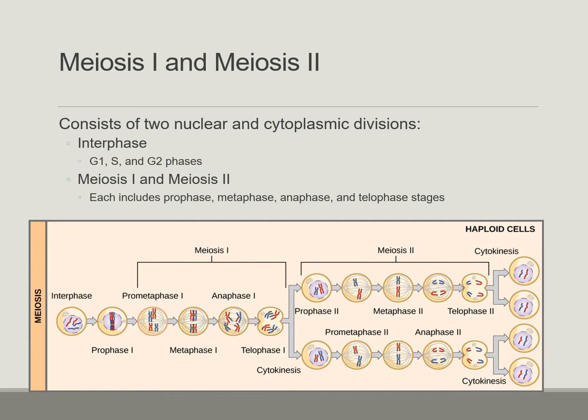Meiosis has interphase as well as two main division stages, meiosis I and meiosis II. Each of these stages has the same 4 steps as mitosis: prophase, metaphase, anaphase, and telophase. Interphase is the same in meiosis as it is in mitosis. There is a G1 phase where the cell grows, the S phase where DNA replicates forming sister chromatids, and then the G2 phase preps the cell for division.